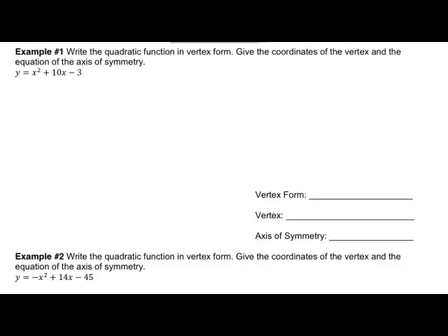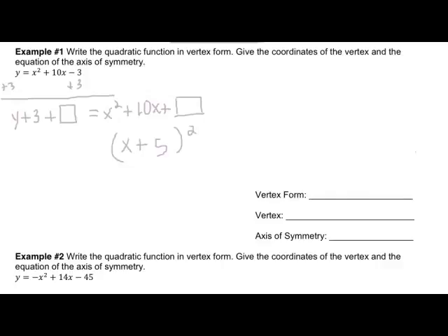So what we need to do is add 3 to both sides first. That will create for us our box that we are trying to find. So we have y plus 3. We're going to add our box equals x squared plus 10x, again plus our box. So as we talked about before, to complete the square, we needed to take 10x, divide that by 2. So this is going to be x plus 5 quantity squared. And we're going to square the 5 to get what goes in the box. So 5 times 5 is 25. So we're going to add 25 to both sides.